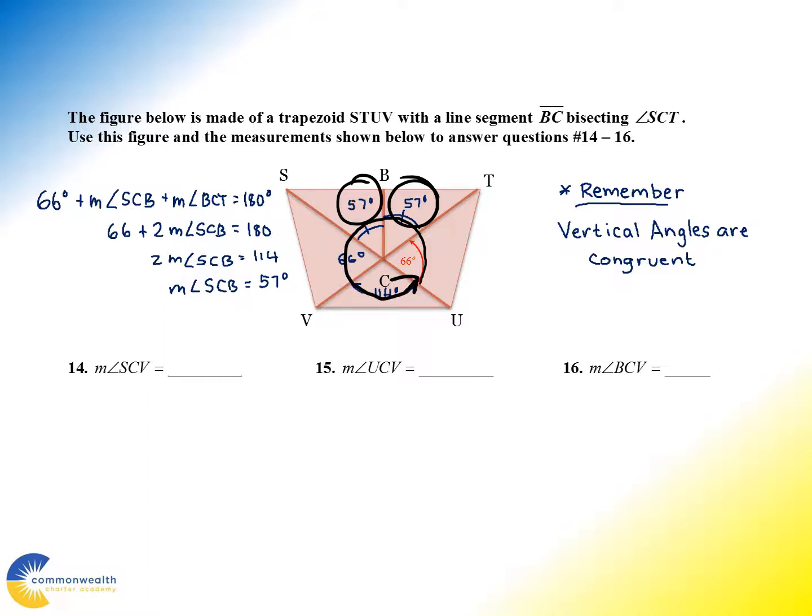So you can see here, I mark up the figure before I worry about doing anything else. And now with all these little measurements, I can put answers in for 14, 15, and 16. 14 is 66 degrees. UCV is 114 degrees, and BCV, which would basically be this angle here and this angle here added together, and those angles do total 123 degrees.